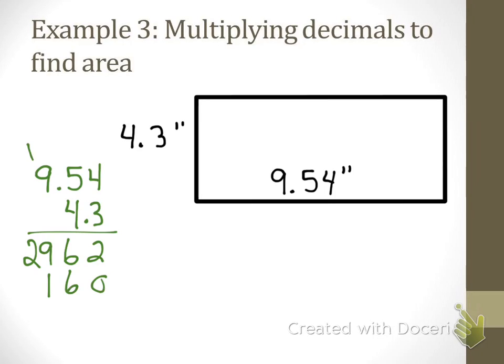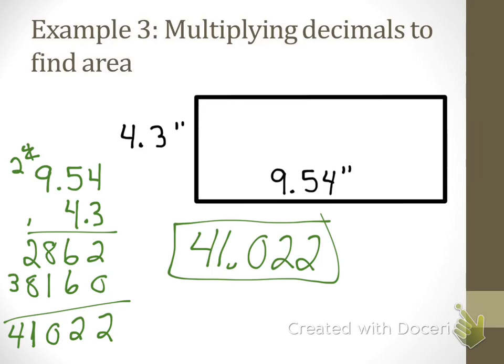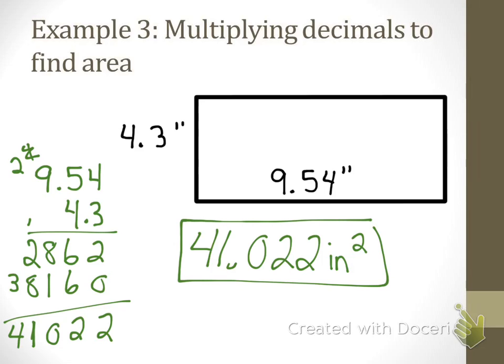All right, so we got, let's see, I think you are right, 41 and 0.22, 22 thousandths of what? Inches. Squared. I forgot to label. Inches squared. Don't forget to label. All right, guys. Good job. If you understand that, that's everything you need to know for 2.3.